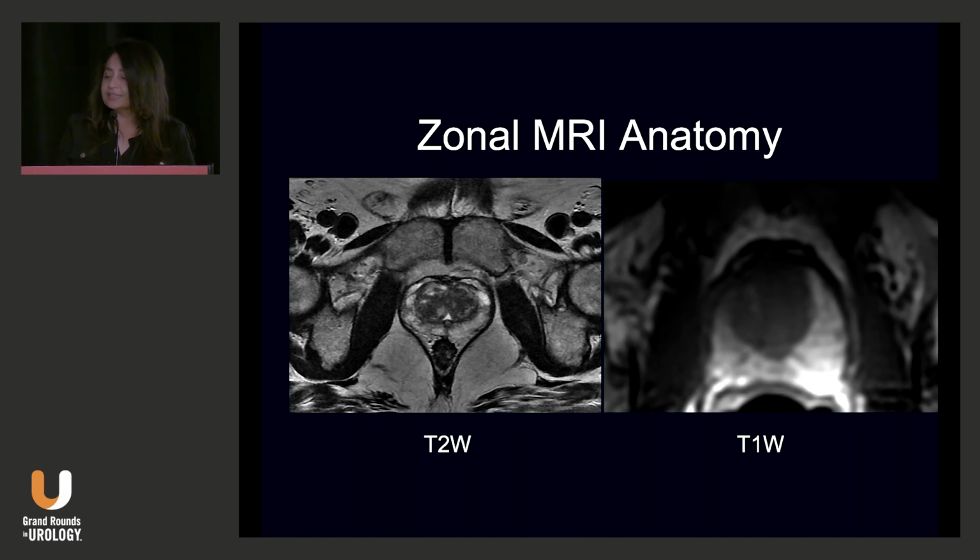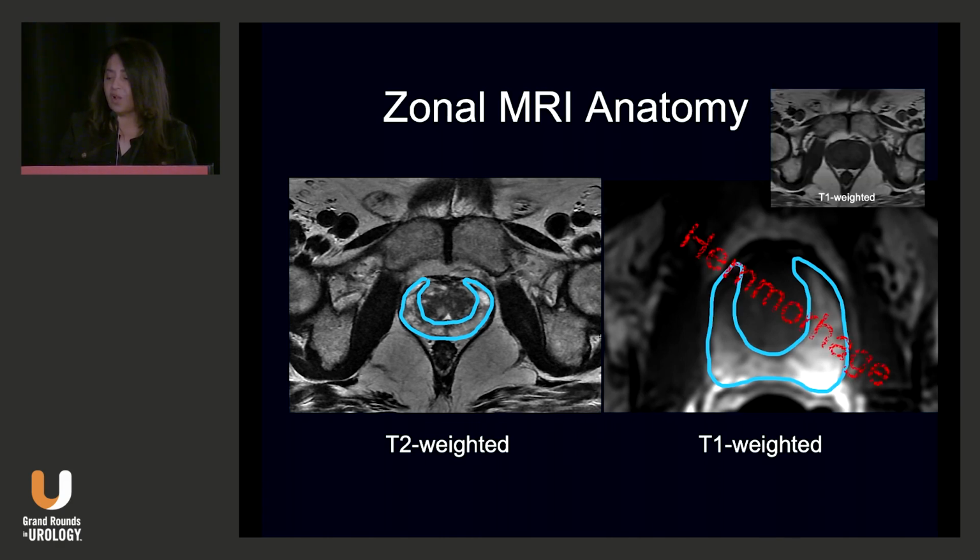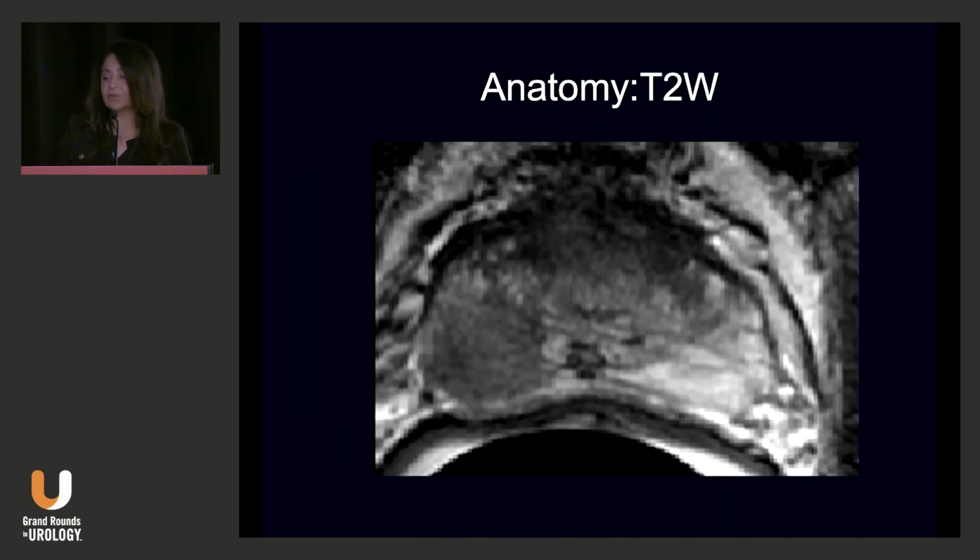But let's look at this example. Here you have T2 and T1, and the peripheral zone looks very similar on the T2. Interesting, huh? That's all because of hemorrhage. So we really want to wait about 6 to 10 weeks, if there's any chance of having hemorrhage to that extent, because that'll distort the exam.